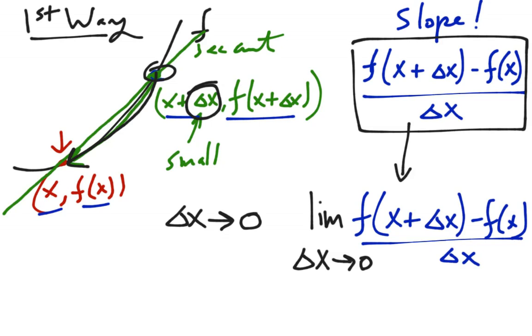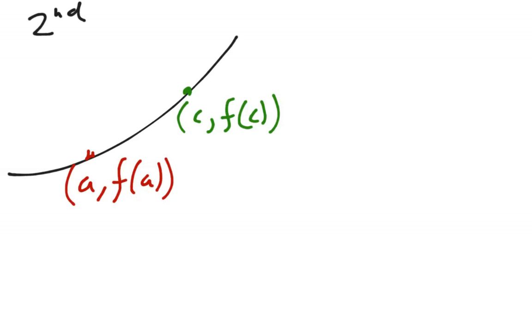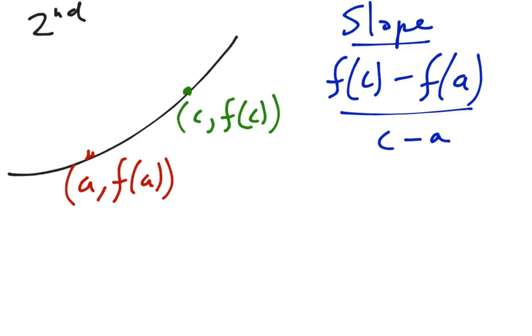Wow, that's so cool. I don't remember if I said there was going to be 2 ways, but hey, there's 2 ways of thinking about this. Here's the second way. It's almost exactly the same. Stay with me. You have 2 points, and let's label them. This time, instead of x and delta x and all that weird funky stuff, a little bit simpler: a, f of a, c, f of c. I'm going to set up that slope difference quotient. So if you think about it, all I did was slope, change in y divided by change in x, f of c minus f of a over c minus a.